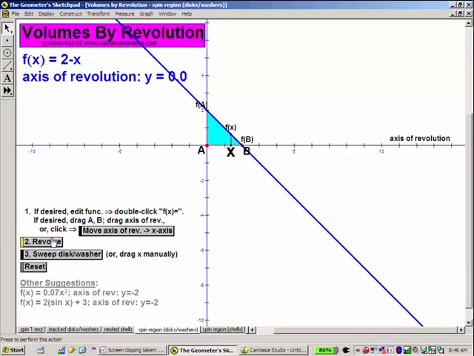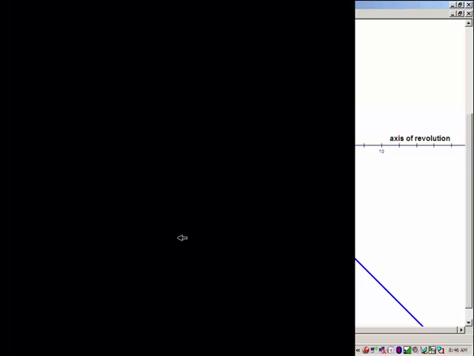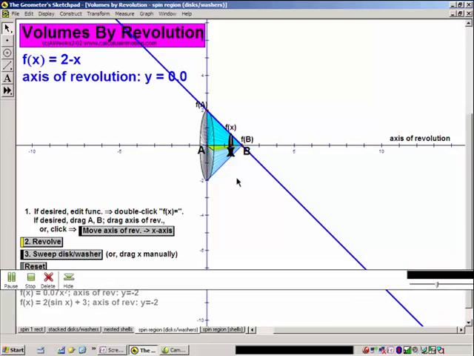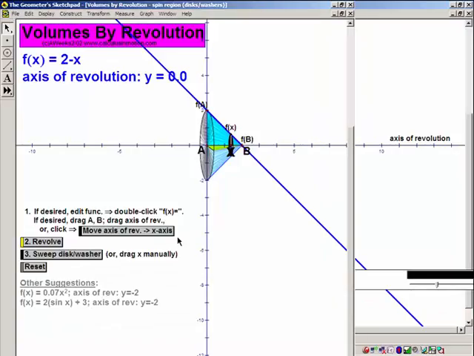Okay, let's see what I'm going to revolve, and then I'm going to stop it, and then I'm going to flip the screen. So there it is, right? That's what we're looking at. That's the cone.